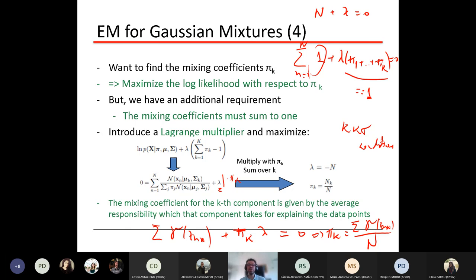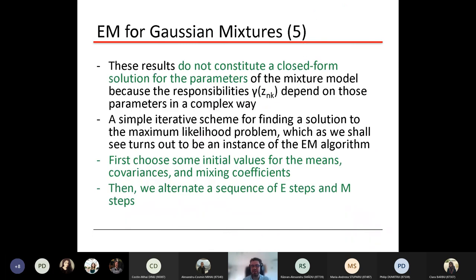So the mixing coefficient pk, its interpretation in normal words, is how many points were generated by the k-th Gaussian divided by the total number of points. Like how important in the current assignment is component k. Cool, and it kind of makes sense.